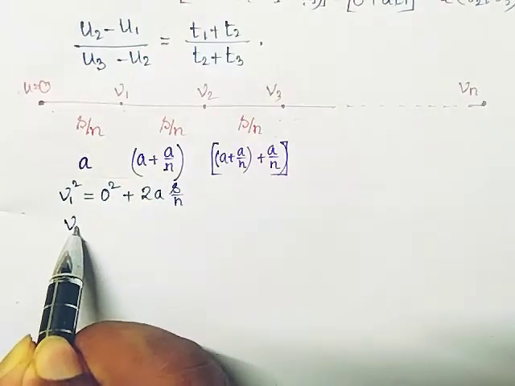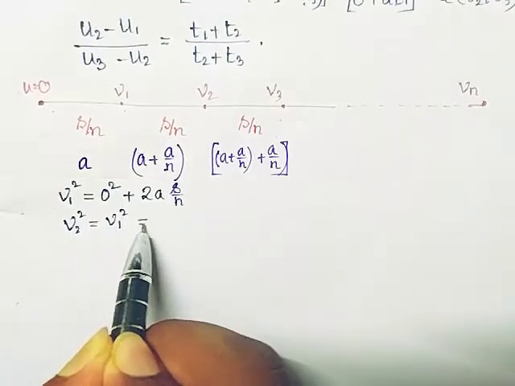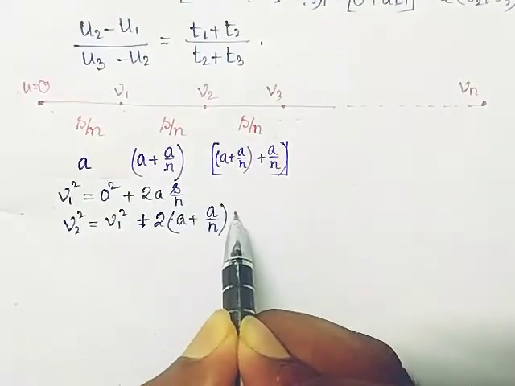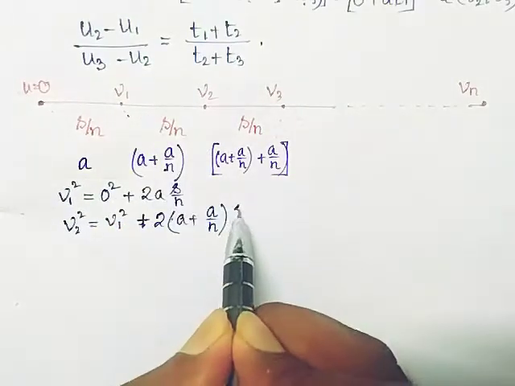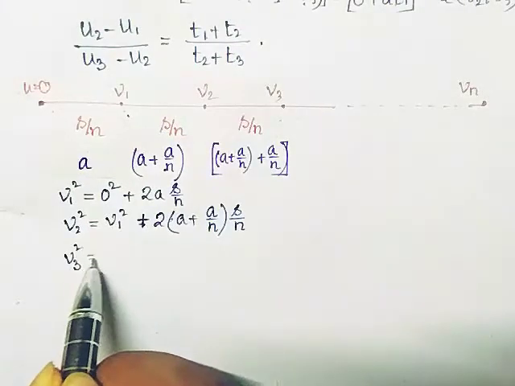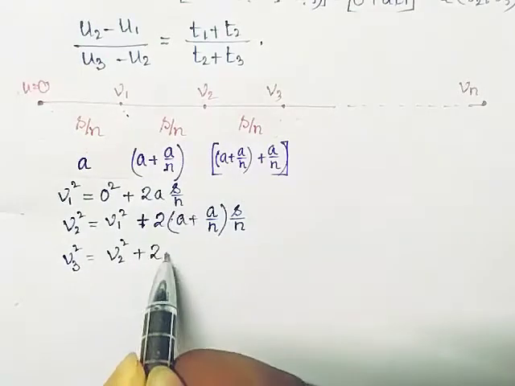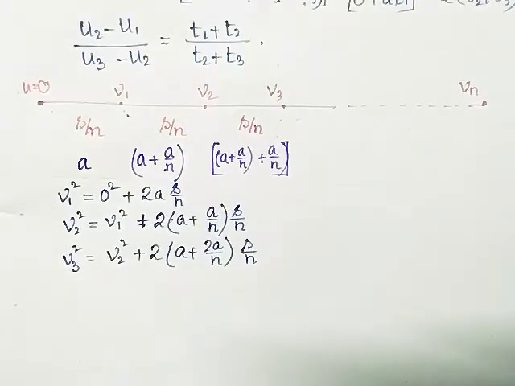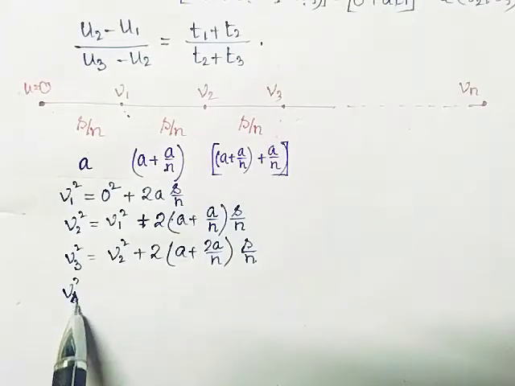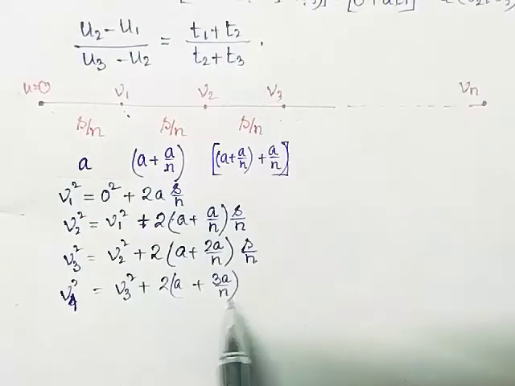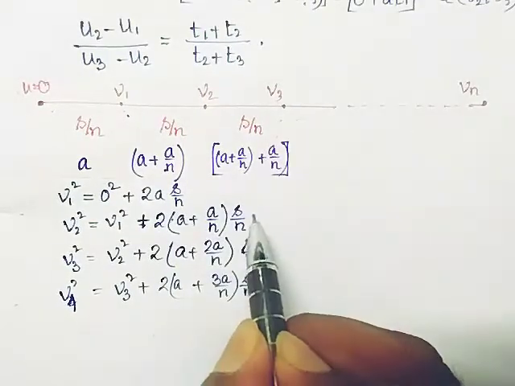Then if I write down this, that is v2 square equals v1 square plus 2 into a plus a by n, and from here to here the distance covered is obviously s by n. Now going from here to here, it is v3 square, which is v2 square plus 2 into a plus 2a by n into s by n. This way, after that, v4 equals v3 square plus 2 into a plus 3a by n into s by n.